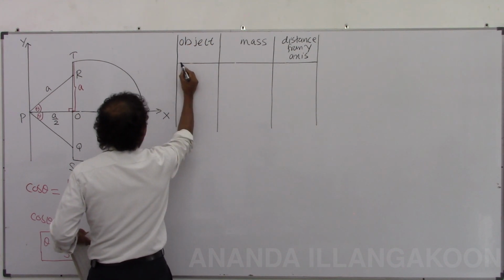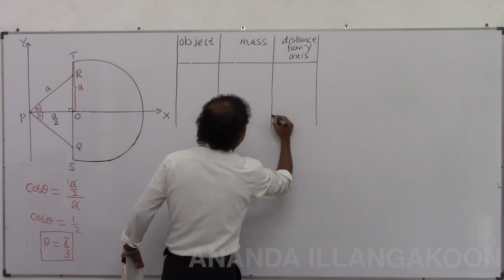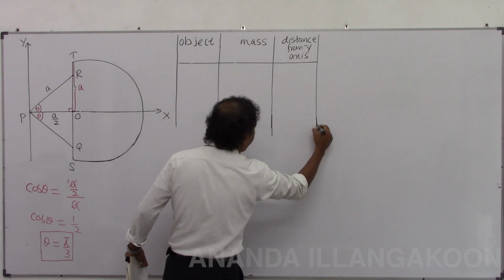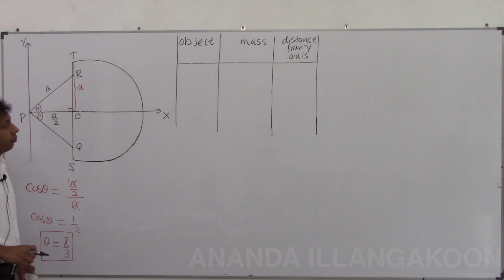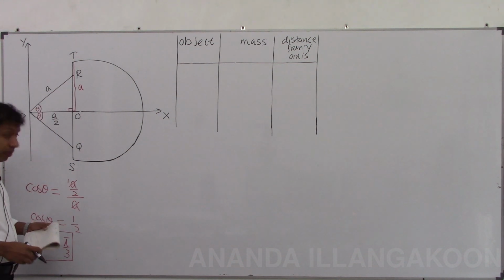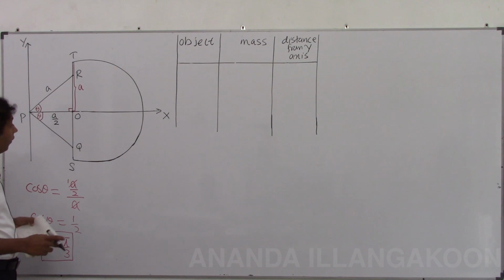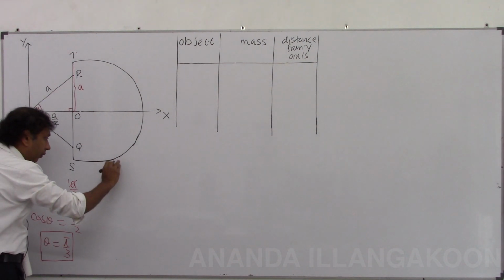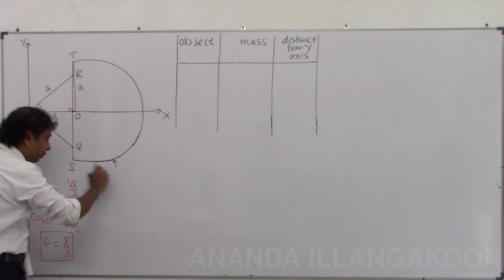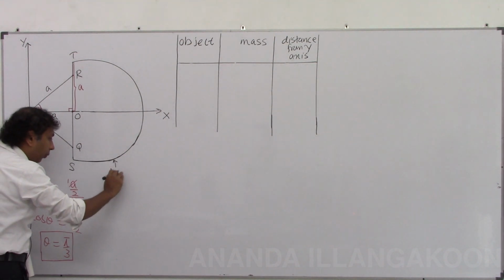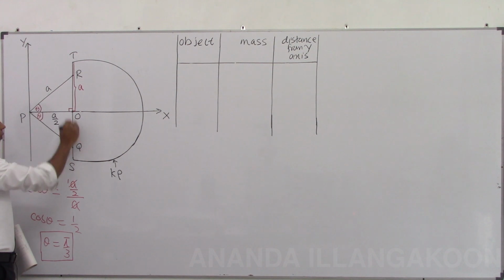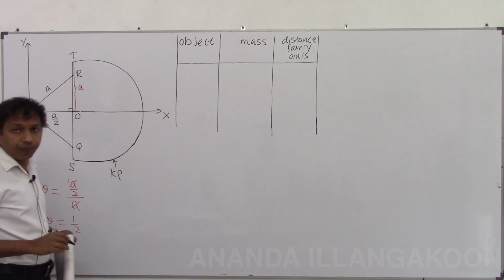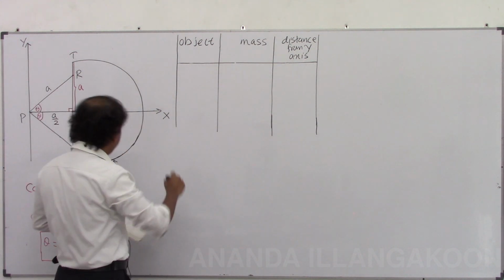We have to construct this table definitely. How will we write it one by one? The linear density of this curved path is given as k rho, and that of this one is given as rho. First one we draw here.